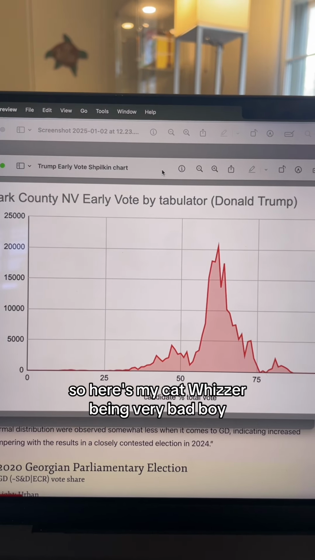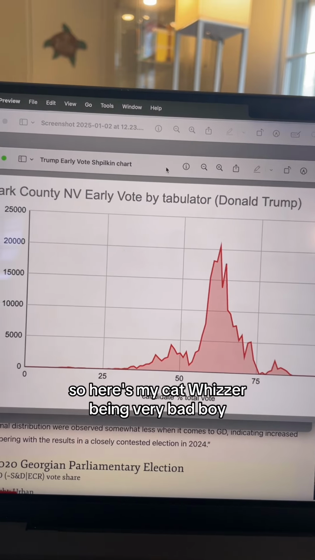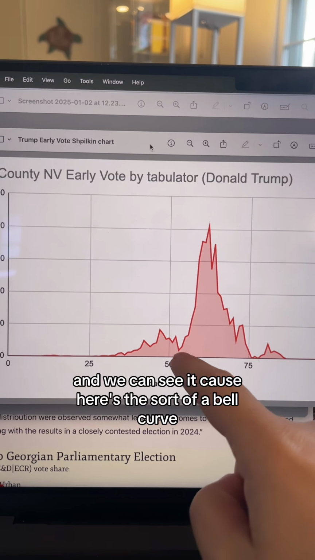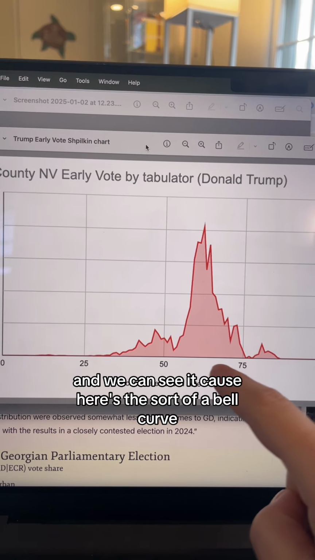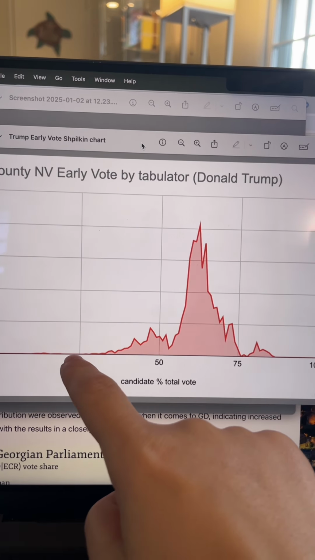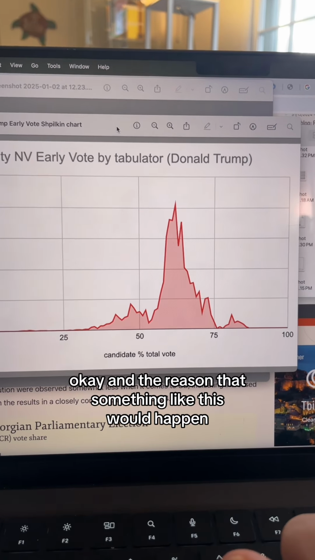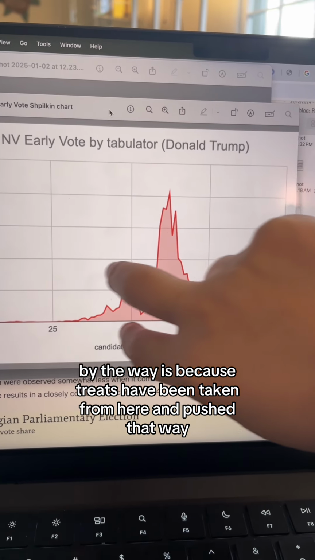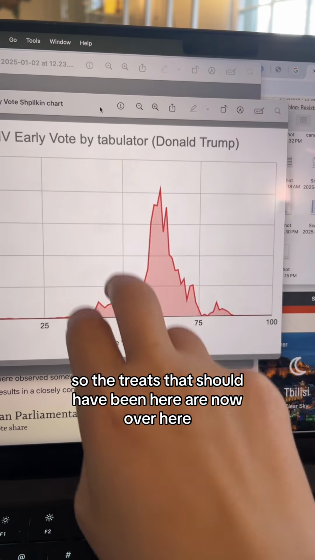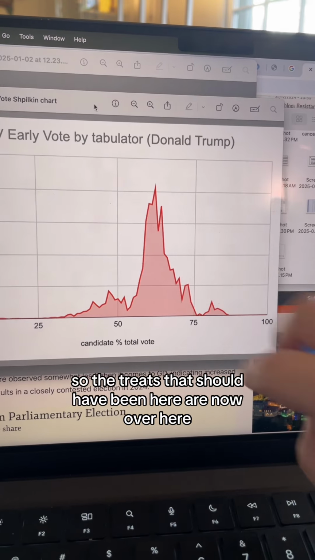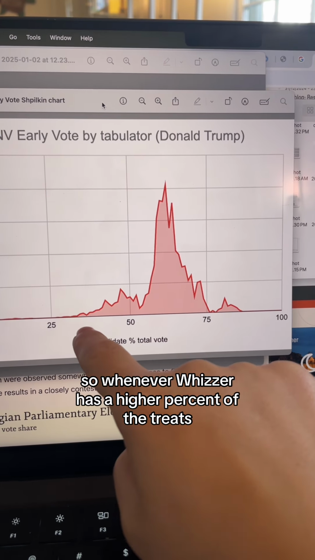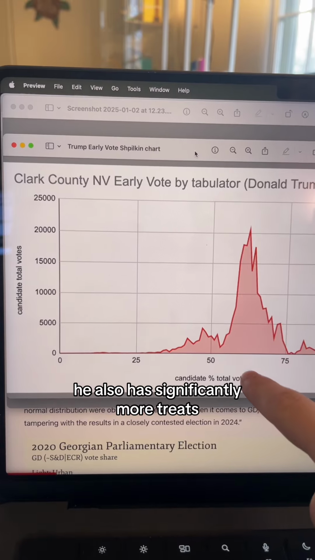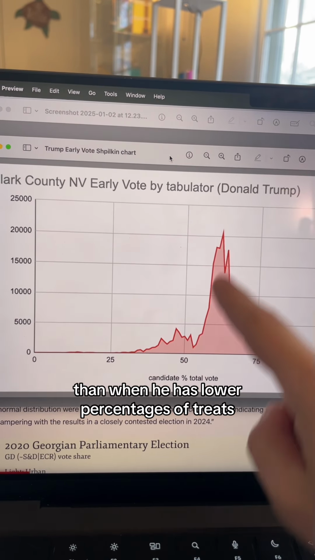So here's my cat Whizzer being a very bad boy, stealing treats from Hope, and we can see it because here's the bell curve, and here's a Russian tail. The reason that something like this would happen, by the way, is because treats have been taken from here and pushed that way. So the treats that should have been here are now over here. So whenever Whizzer has a higher percent of the treats, he also has significantly more treats than when he has lower percentages of treats.